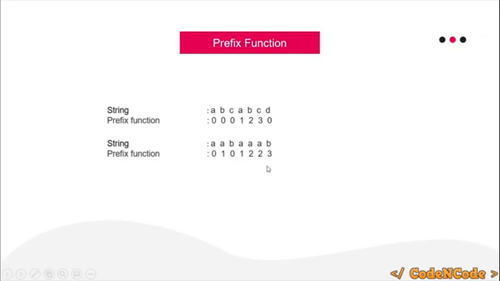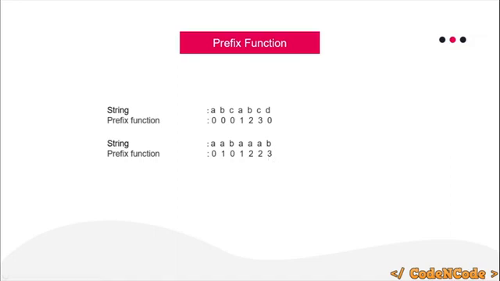Then you go for 5, then you check for 4, and then you check for 3. The 3 character prefix is AAB, and the 3 character suffix is AAB as well. So the 3 character prefix is equal to the 3 character suffix, and that is why the answer is 3, which is the maximum you can achieve. That is why pi of index 6 is equal to 3.